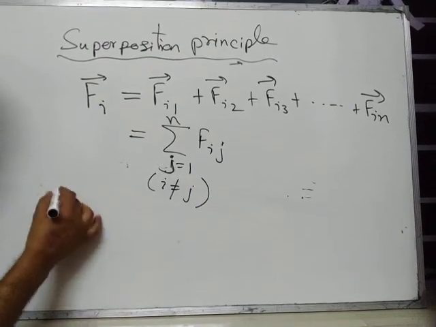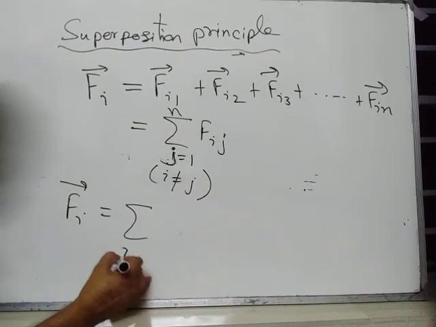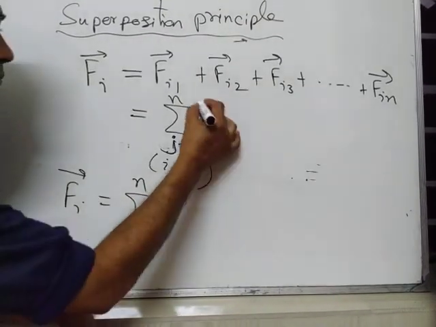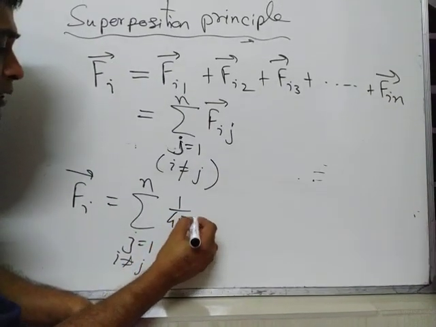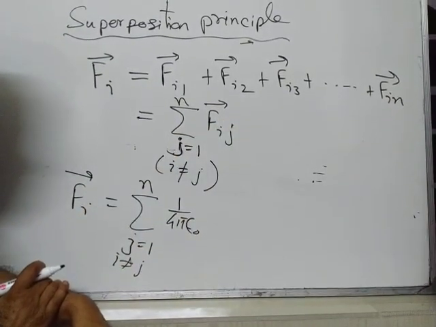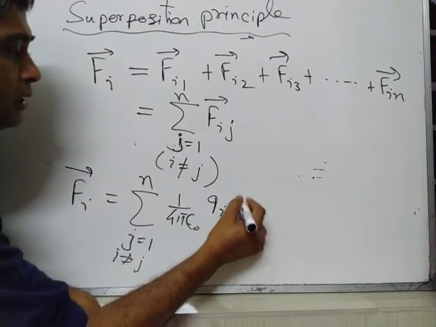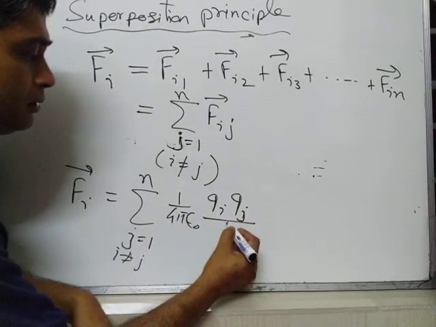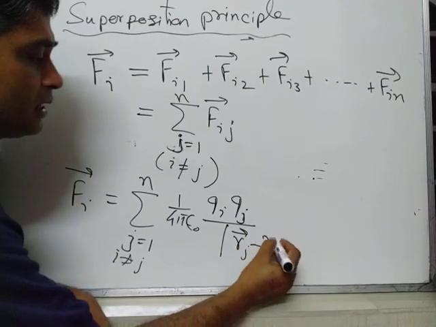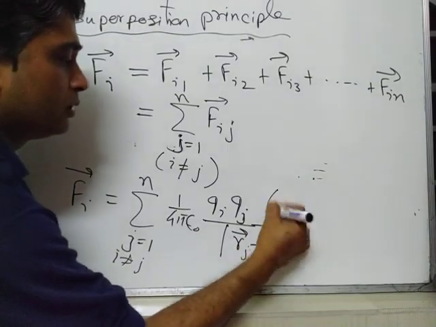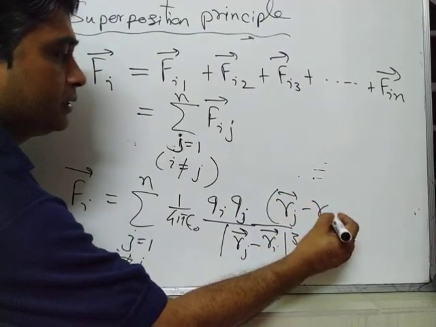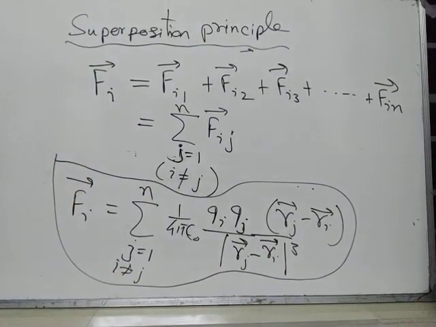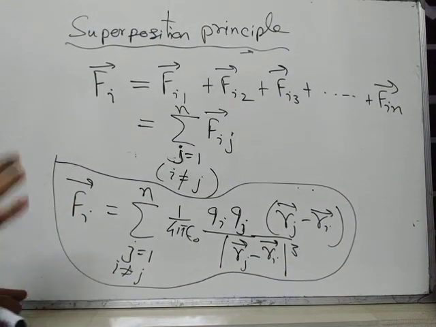That is Fi equals the sum over j equals 1 to n, i not equal to j, of 1 by 4 pi epsilon 0. What is the value of Fij? That is Qi Qj divided by the magnitude of rj minus ri cubed, times the vector rj minus ri. This is the force on the ith particle. This is the superposition principle.